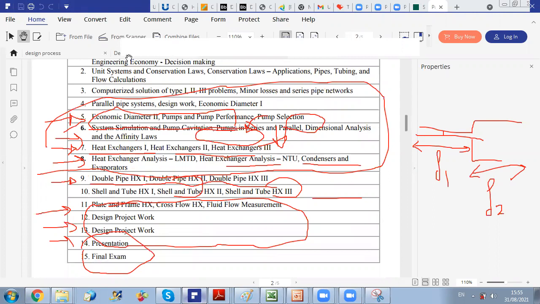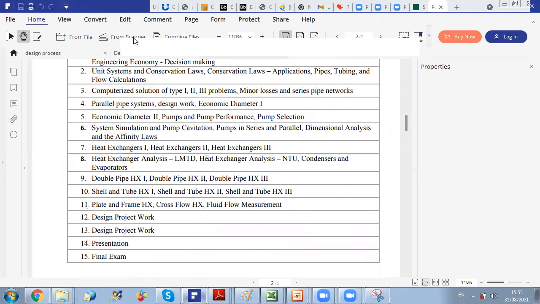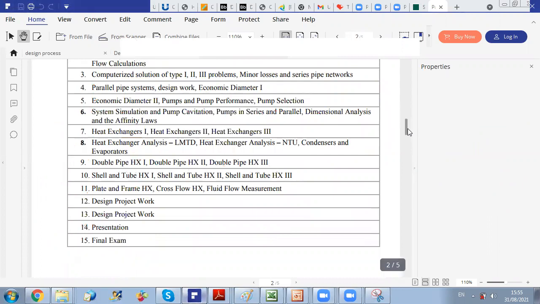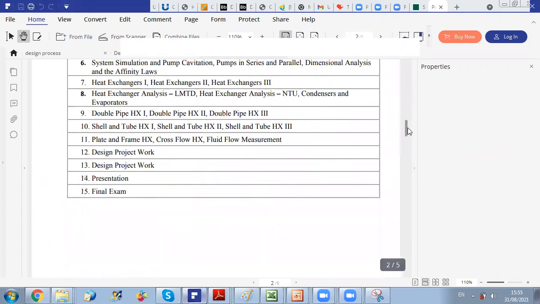Any question on this? Okay. Doctor, we need to form groups. Yes, of course, we need to form groups. How many? It can be a maximum of 3, 2 to 3.